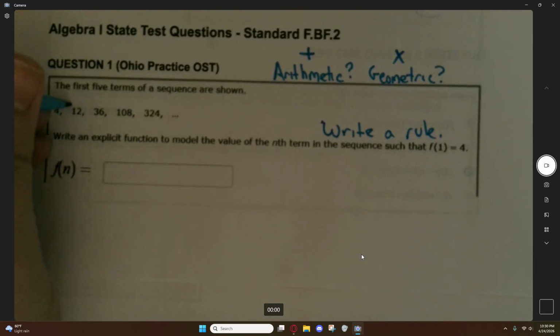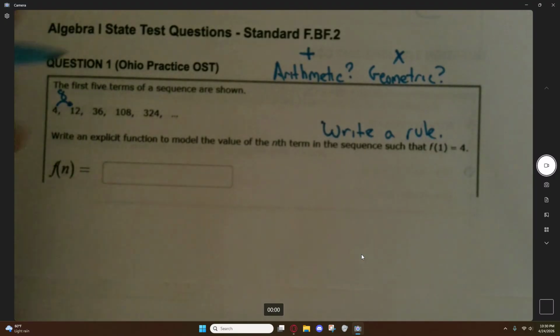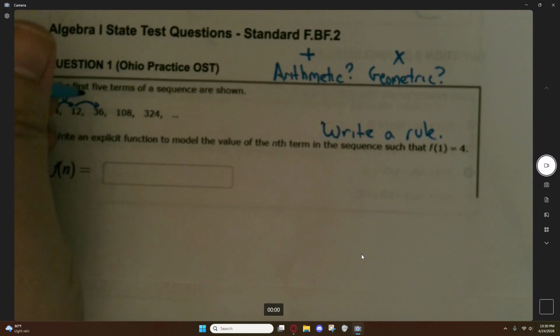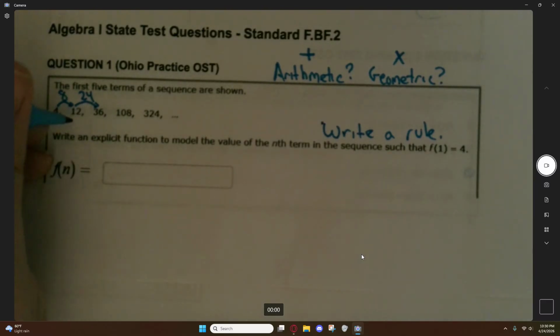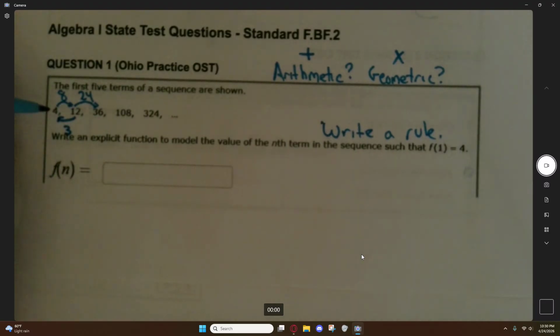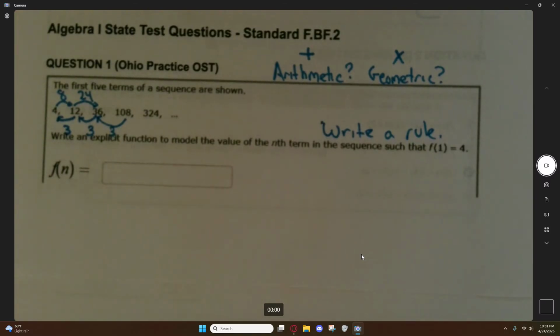So, let's test additive first. The difference between 4 and 12 is 8. The difference between 12 and 36 is 24. So that's already different, so that doesn't work. Let's test geometric. 12 divided by 4 is 3. 36 divided by 12 is also 3. 108 divided by 36 is also 3. So we can see that this is a geometric sequence.